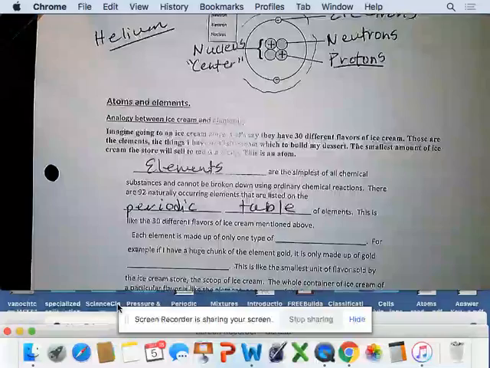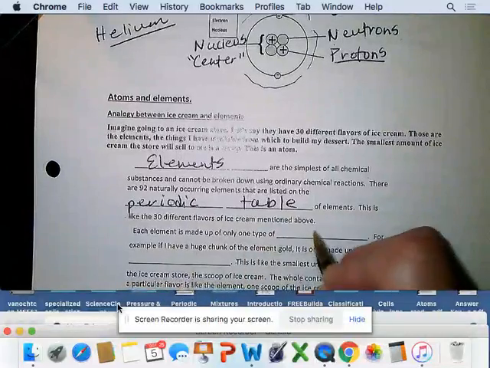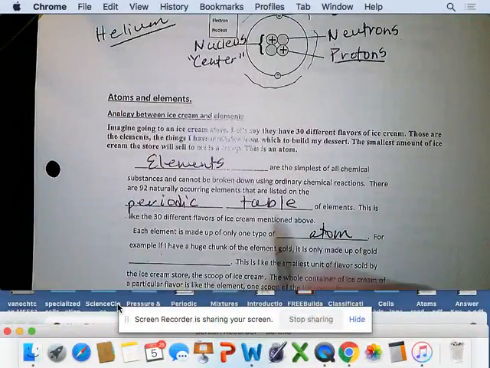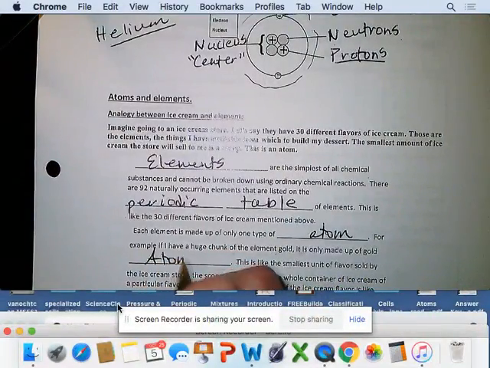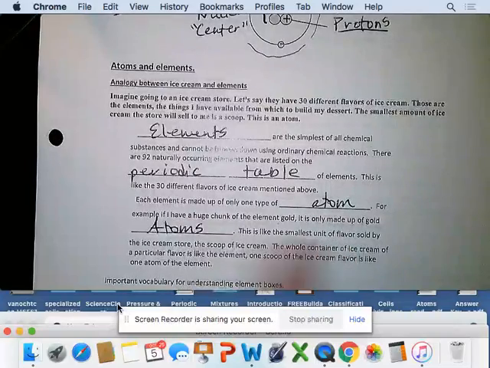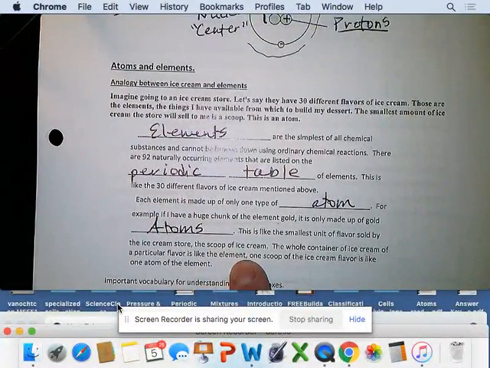Each element is made up of only one type of atom. For example, if I have a huge chunk of the element gold, it is only made up of gold atoms. This is like the smallest unit of flavor sold by the ice cream store, the scoop of ice cream. The whole container of ice cream of a particular flavor is like the element. One scoop of the ice cream flavor is like one atom of the element.